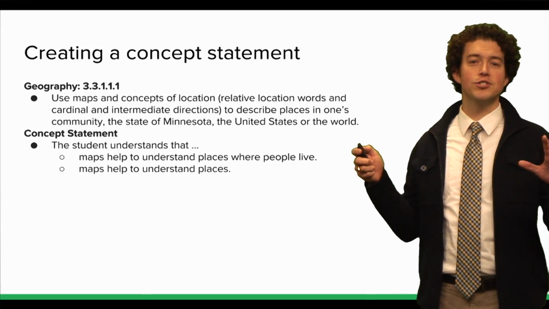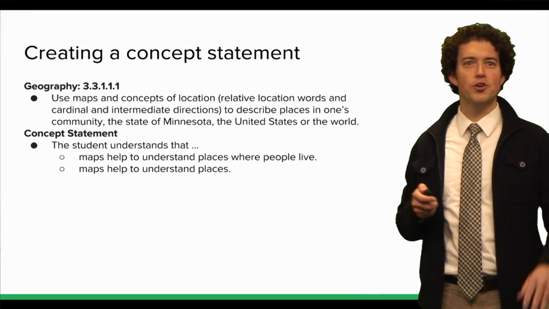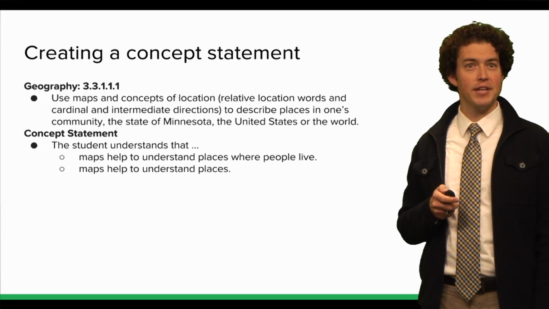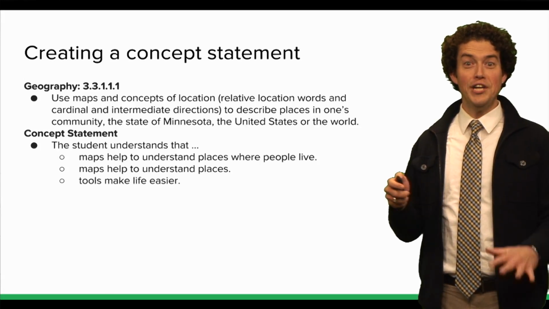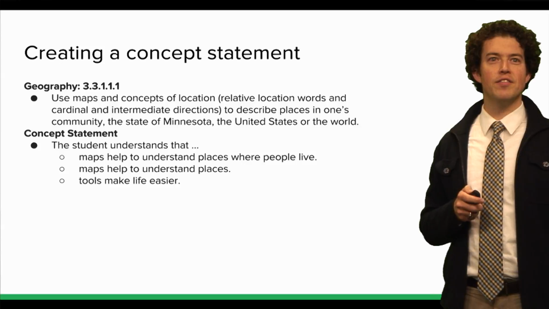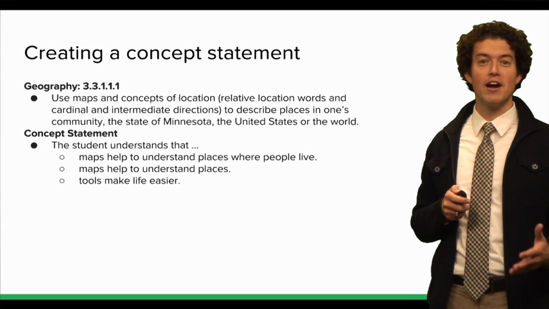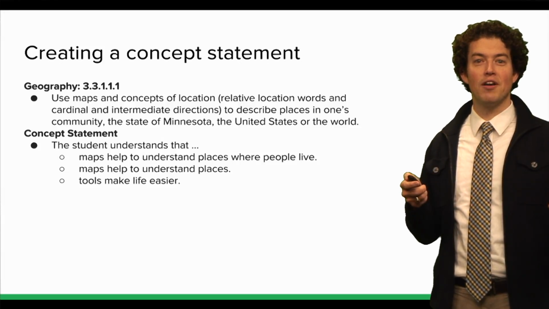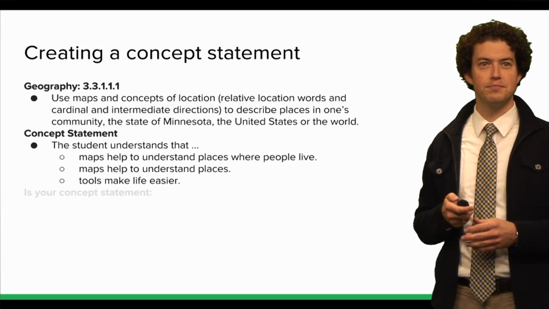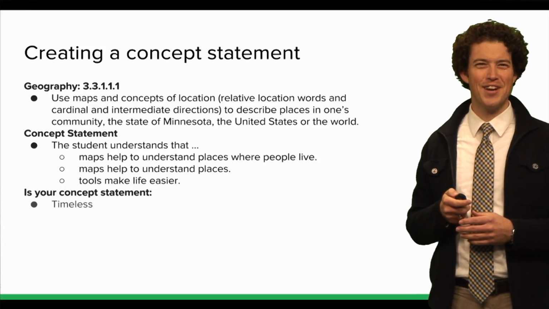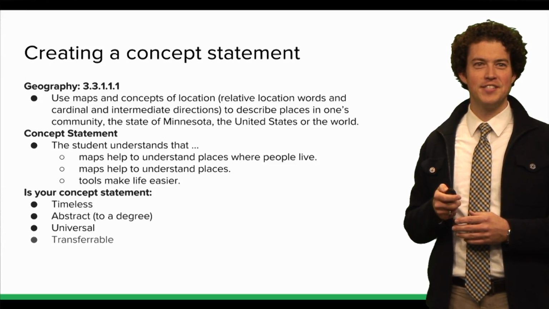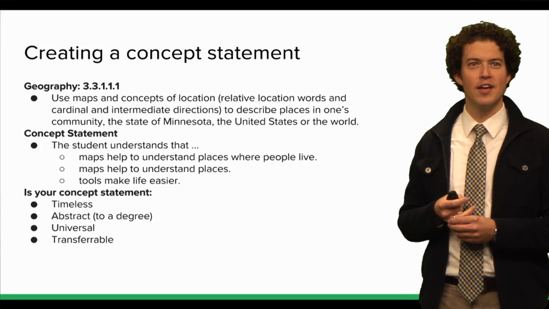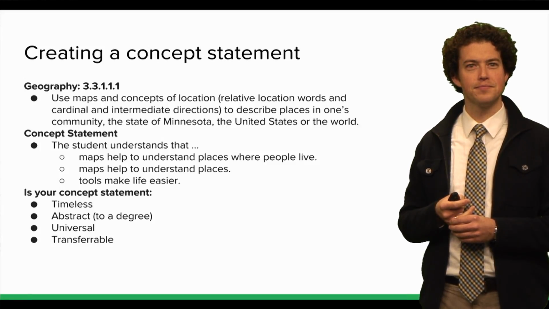Again, to pull out to a different level of abstractness, you could say, well, we want students to understand that maps help to understand places. Or even further abstract, we could say the student understands that tools make our lives easier. Map is one of the tools, but then we could also talk about other tools that help our lives. Then again, we want to make sure, is our statement TAUT? T-A-U-T. Timeless, abstract, universal, and transferable. What do you think?